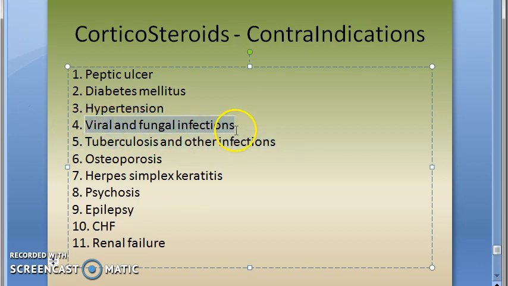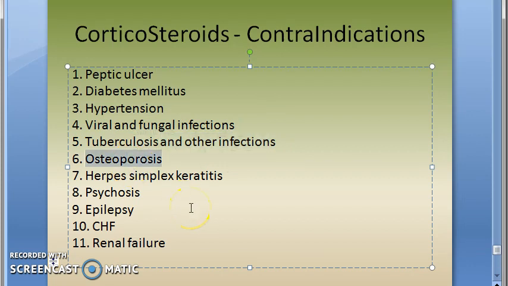Viral and fungal infection: corticosteroids are an immunosuppressant, so obviously viral and fungal opportunistic infections will come. Tuberculosis and other infections: yes, of course, you should not use them, because latent tuberculosis can come to light. For other infections also, it's an immunosuppressant.